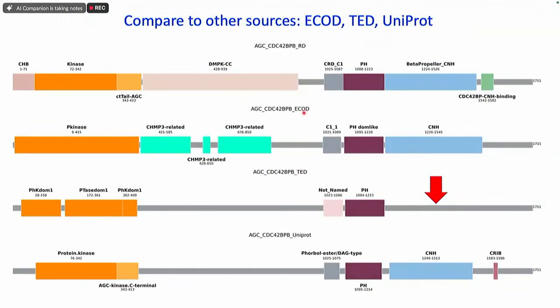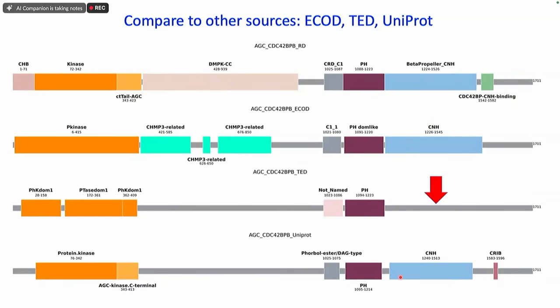If we look at some of the other sources, here's our domain diagram up at the top for CDC42BPB. And here's that CC domain in the middle. ECOD has this CHMP3 related, this is some bacterial thing that is just not correct. TED is another source from a database called CATH, C-A-T-H. It doesn't have anything for the CC region. It also doesn't have anything for this beta propeller up here. It's completely missing that. And if you go to the UniProt website, it doesn't have anything for the CC region, and the other regions are the same.